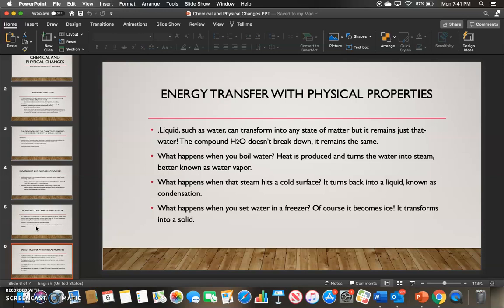Well, what happens when you set water in a freezer? Well, of course, it becomes ice. It transforms back into a solid.